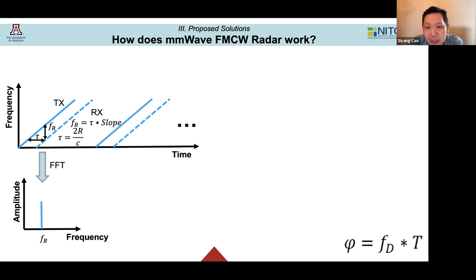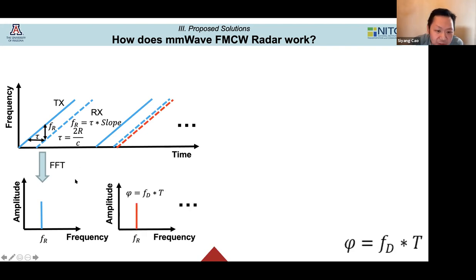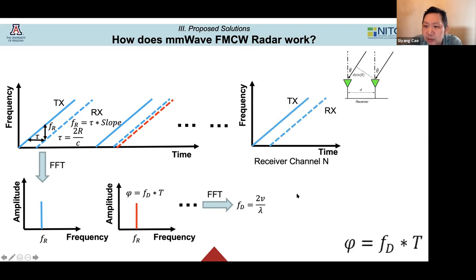If we transmit multiple pulses and the target is moving, it may cause a small phase change from pulse to pulse. With this phase change over time, across multiple pulses, we can determine the Doppler frequency of the received signal for a particular object. The Doppler frequency can translate into the speed of the object. We may also have multiple channels, which give us different spatial samples. Using the spatial samples, we can determine the angle of the object, so that we have the range, the speed, and also the angle of the object.